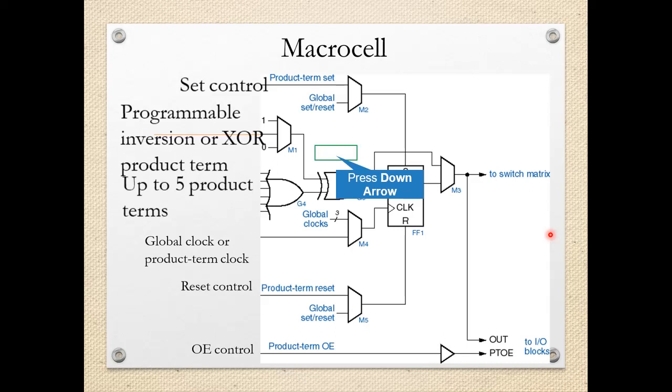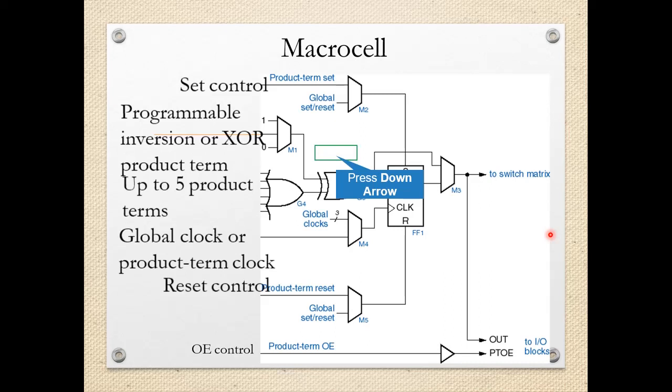The next signal, which is another important signal, is global clock or the product term clock. For all the flip-flops present in different macro cells, we can apply the same or the global clock. Then we have a reset control similar to the set control, and one more, that is the output enable control. When this signal is high, only then the output will be available, which will be connected to the IO block.